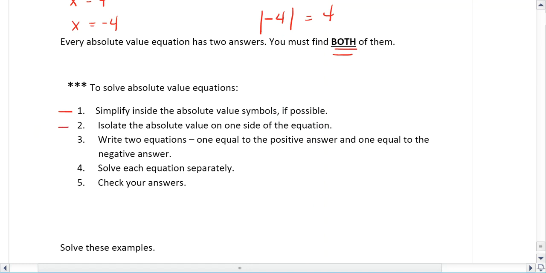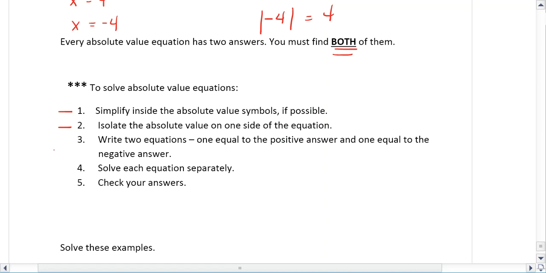Then if there are other numbers around the absolute value, like if you're multiplying the entire absolute value by something or adding or subtracting after it, you need to get rid of that. And we call that isolating the absolute value itself.